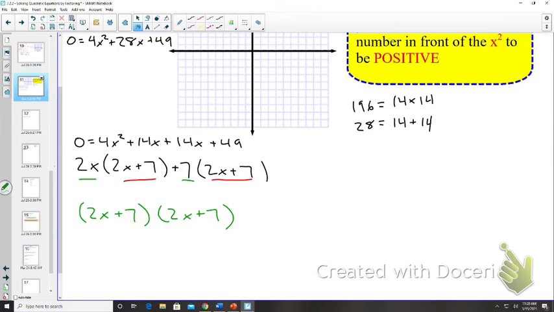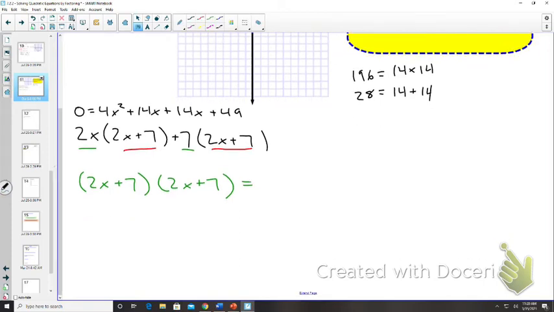So what happens if I set one or both of them equal to 0? If I have 2x plus 7 is equal to 0, we'll have negative 7, divided by 2, so x equals negative 7 over 2.